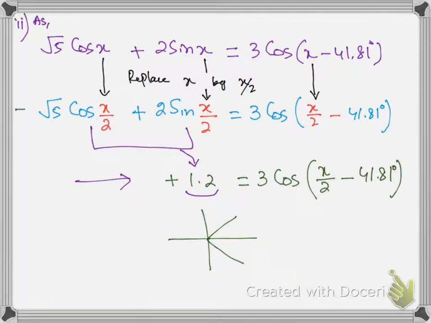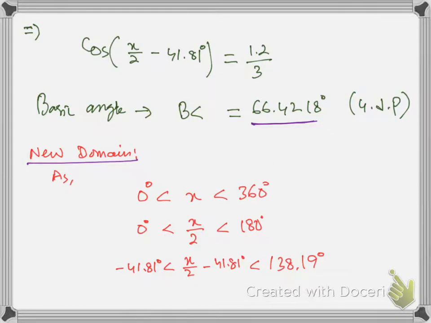We already have done this step in the previous slide. Now replace this entire thing by 1.2, and since cos is positive, it must be in the first quadrant and last quadrant. Now first get the basic angle, which is 66.4218. It should be up to 4 decimal places because it is non-exact. Now work for the new domain. This is the new domain, and this part means work in clockwise direction, and this part means work in anti-clockwise direction.